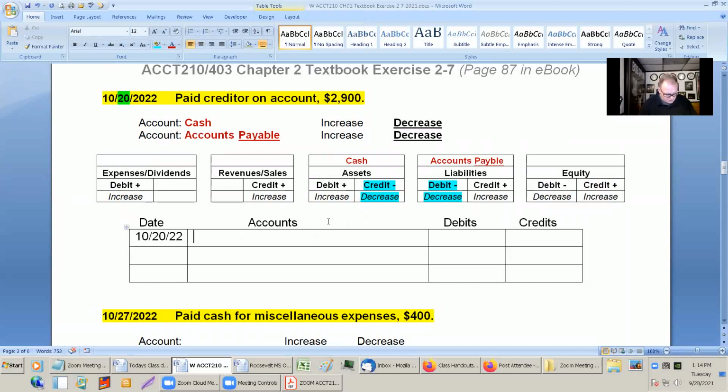Okay, so accounts payable. You can put them in any order you want. I'm putting them the way that the book would show them, just so that it's not confusing. Cash is going down.